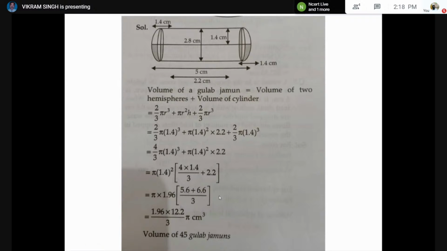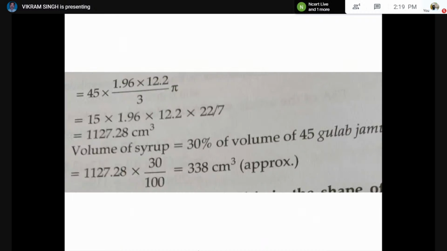In the problem we are having 45 gulab jamuns, so we have to calculate the volume of 45 such gulab jamuns. So what will be the amount? The amount will be multiplied by 45. It is the volume of a gulab jamun, so it becomes 1127.28 centimeter cube.